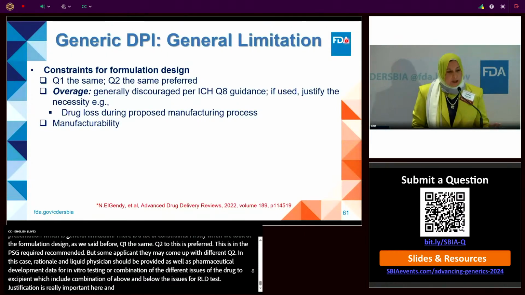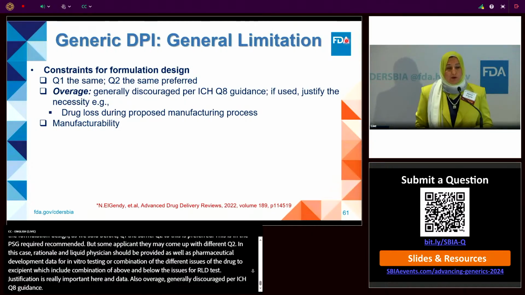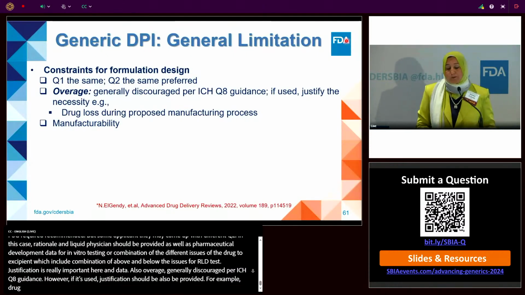Also, overage is generally discouraged per the ICH Q8 guidance. However, if it's used, justification should also be provided, for example, drug loss during the proposed manufacturing process.